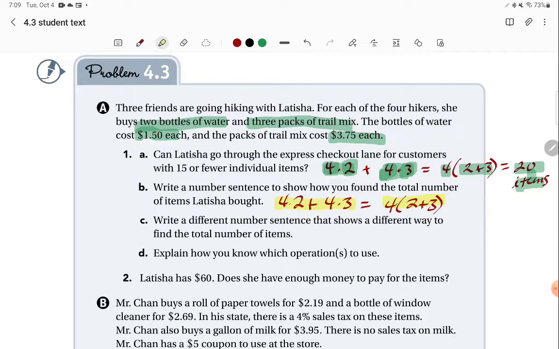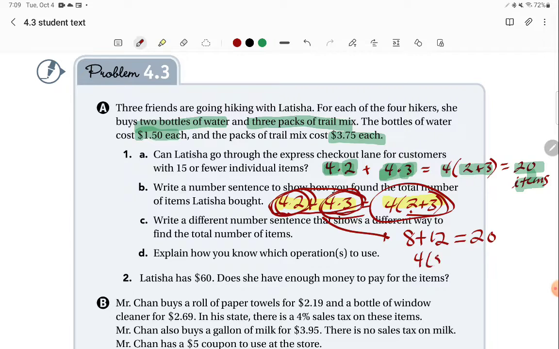And then D, explain how you know which operations to use. Well, in this first one, right here, I know that I'm going to multiply first. So if I do the first one, let's do it down here, I know I'm going to take 4 times 2 first. That would give me 8, plus 4 times 3, that would give me 12, and then that would give me 20. In this second one right here, I know that I'm going to simplify inside, so that would give me 4 times 5, which is also 20. Using the order of operations, you see we get the same answer.